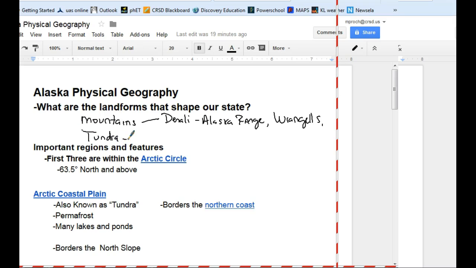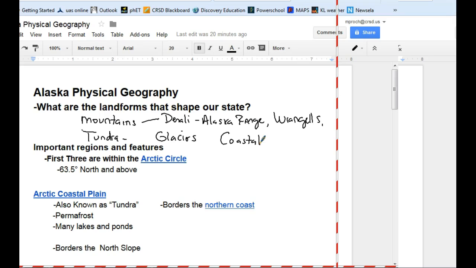Another feature of Alaska is tundra, and this is just an area with low vegetation, no trees, lots of berries and so on. You might say glaciers, a really common feature of Alaska, and then maybe coastal areas, right along the coast. Alaska has the most coastal area of any state in the U.S. by far. I think if you take all the other coastal areas and add them up, they wouldn't equal Alaska. So let's look at some of these important regions and features in Alaska.